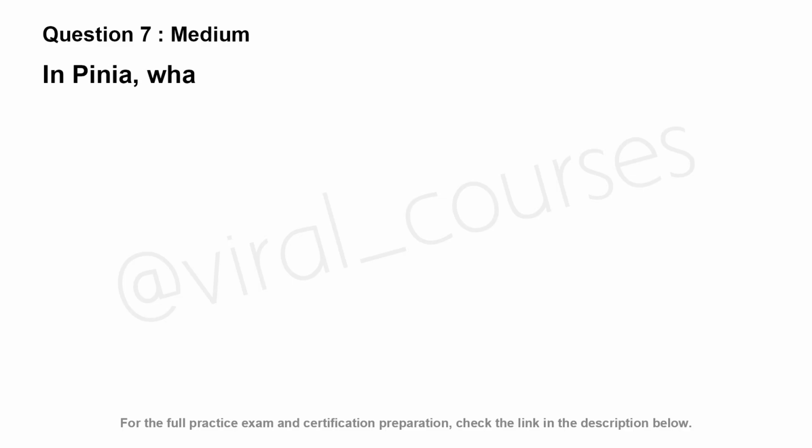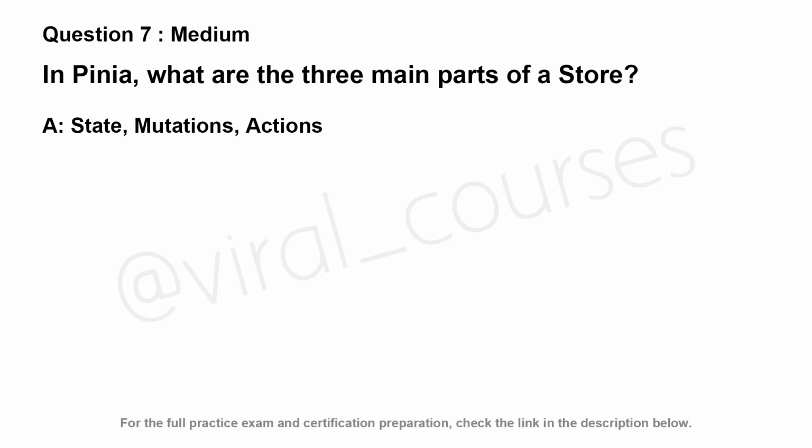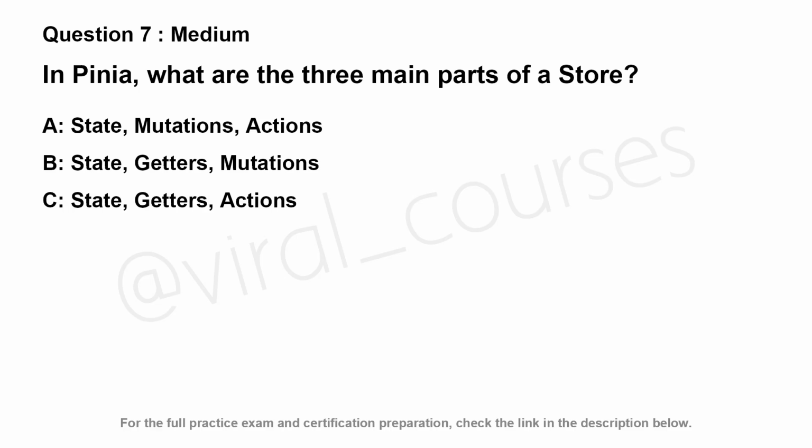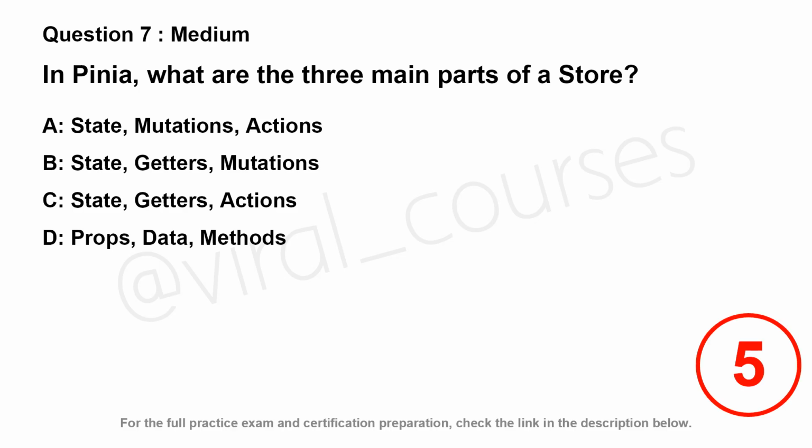In Pinia, what are the 3 main parts of a store? Option A. State, mutations, actions. Option B. State, getters, mutations. Option C. State, getters, actions. Option D. Props, data, methods.